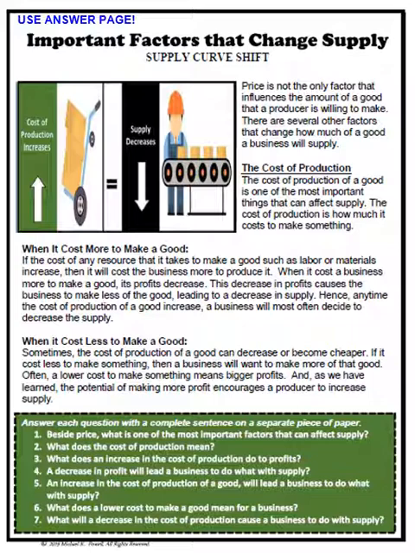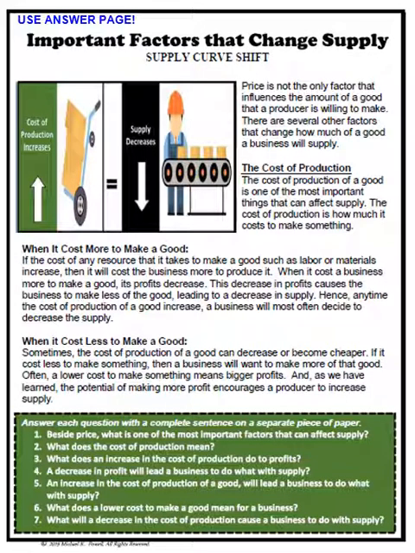Important factors that change supply. Supply curve shift. Price is not the only factor that influences the amount of a good that a producer is willing to make. There are several other factors that change how much of a good a business will supply. The cost of production. The cost of production of a good is one of the most important things that can affect supply. The cost of production is how much it costs to make something.